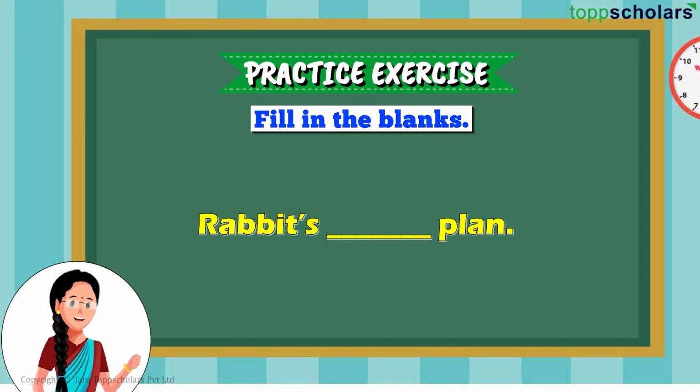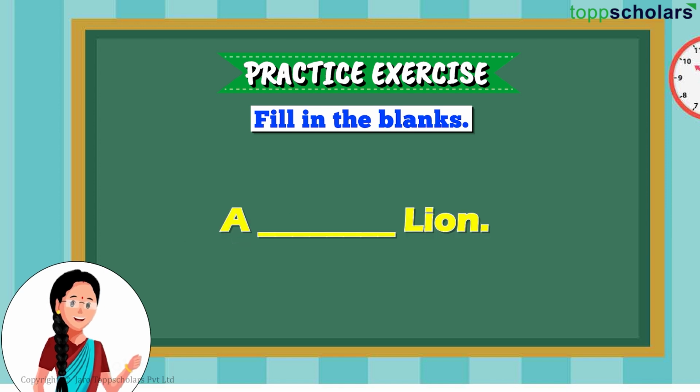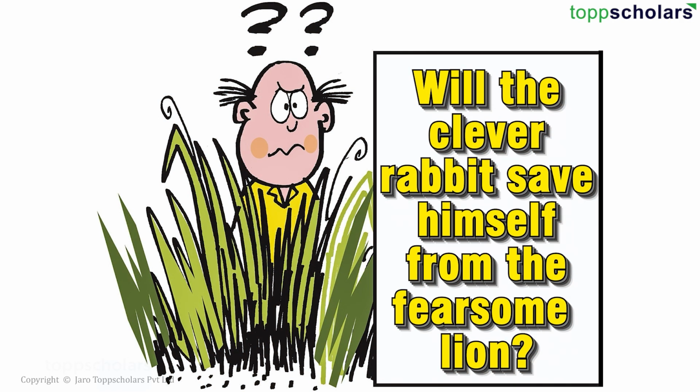Students, identify the adjectives from the story to describe the rabbit's plan. Clever. Students, identify the adjectives from the story to describe the lion. Hungry. We will see in the next part of the video if the clever rabbit saves himself from the fearsome lion. Yippee!